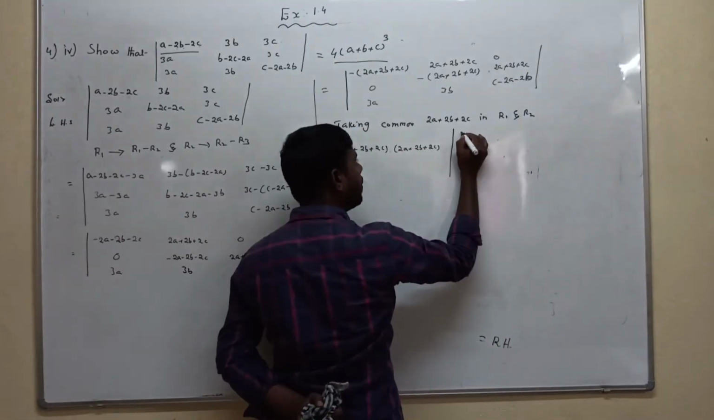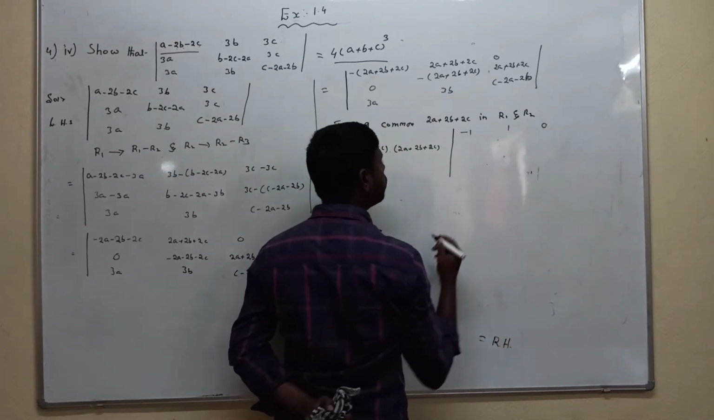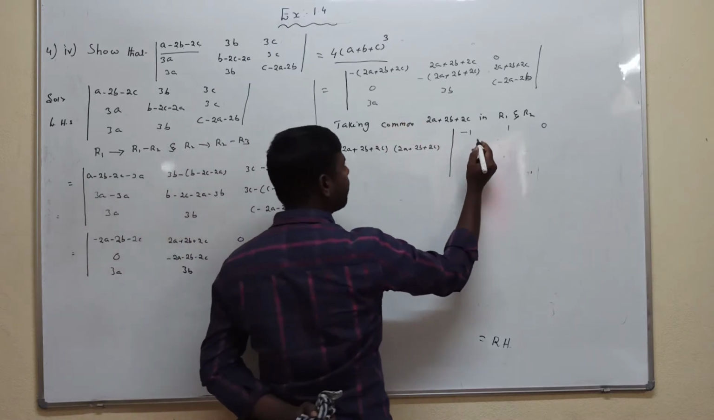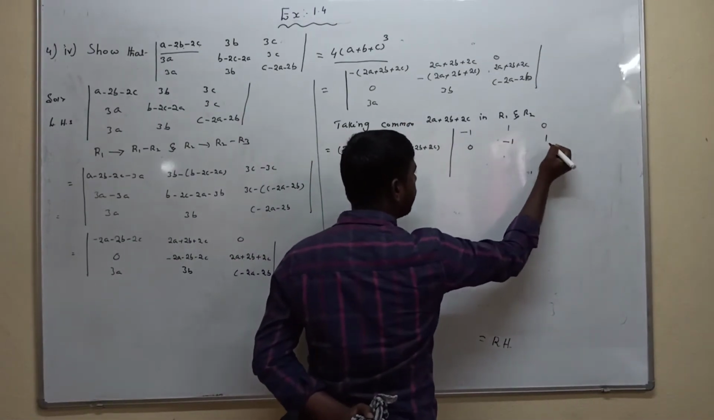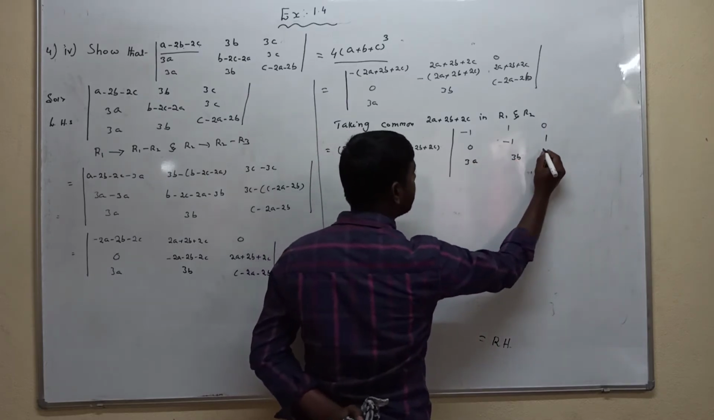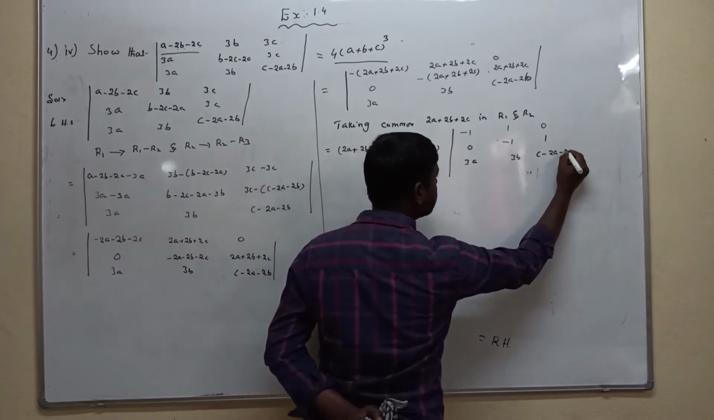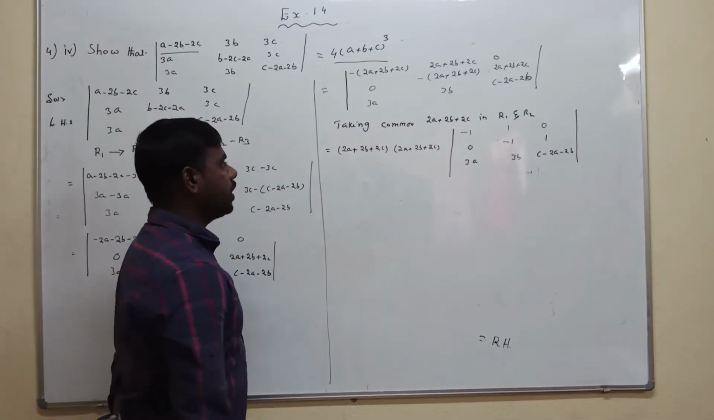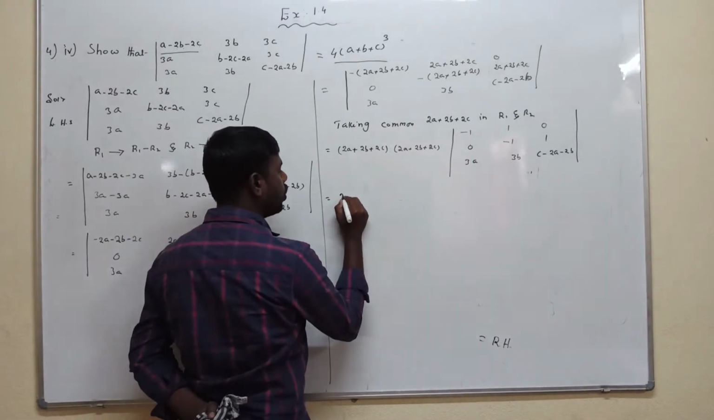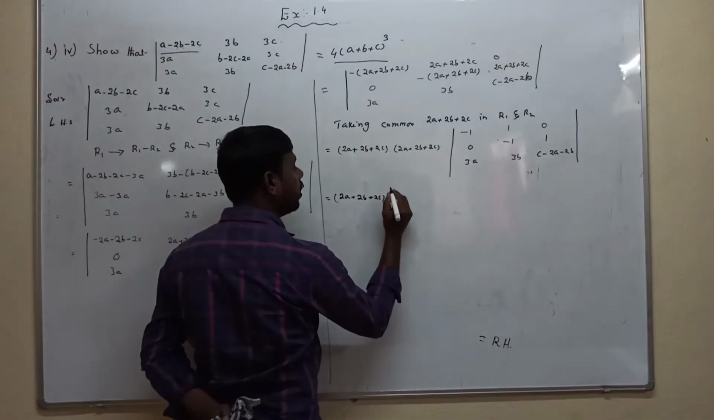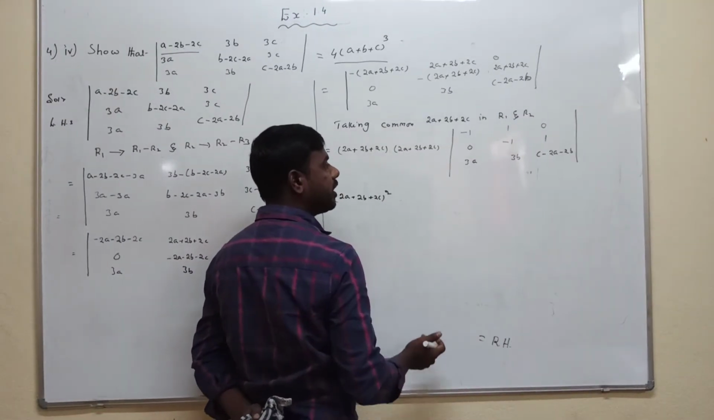What is the left of the elements? Minus 1, 1, 0. Second row taking common 2a plus 2b plus 2c. In second row the left of the elements is 0, minus 1, 1. So third row we write as it is, 3a, 3b, c minus 2a minus 2b. Now 2a plus 2b plus 2c into 2a plus 2b plus 2c means 2a plus 2b plus 2c whole square. Now find the determinant value.